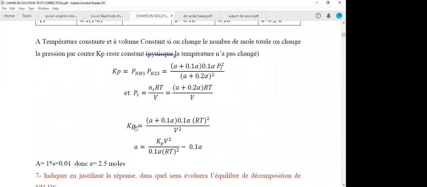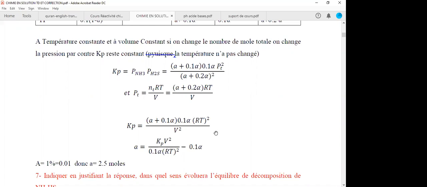Where there is Kp, we go into the equation for Kp. So here we have Kp given by this. I have just replaced where there is P total squared with this squared. If you multiply with this squared, you square this, you square this, and the volume is squared also.